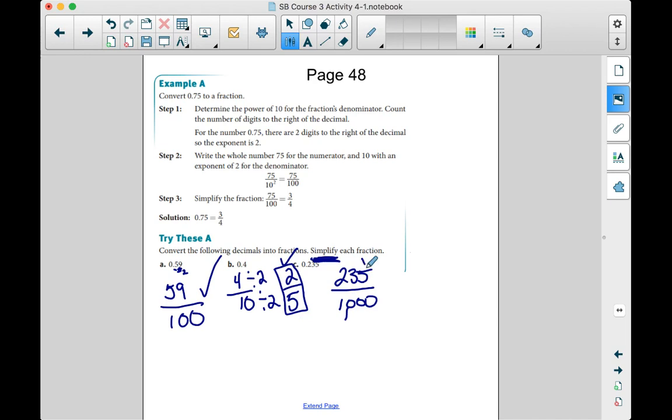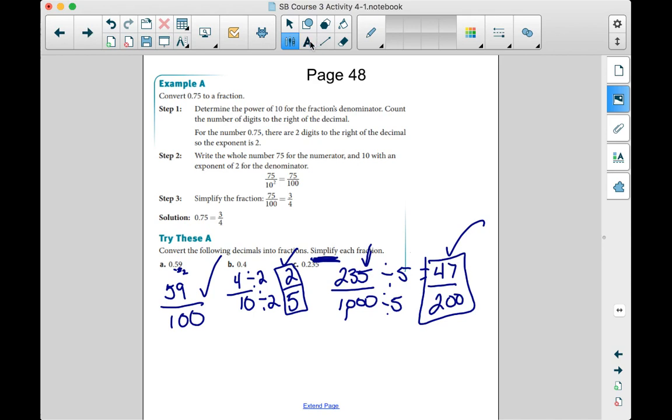Now here, I see that they both end in a 5, so I can divide out my 5. Again, whatever I do to my numerator, or top number, I have to do to my denominator, or bottom number. 235 divided by 5 is 47, and 1,000 divided by 5 is 200. Once I get to this point, I don't have a common factor to divide out, so I'm done.